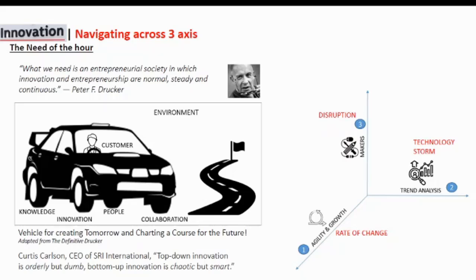We are going towards an entrepreneurial society. That's what Peter Drucker told us, and he made us visualize this vehicle for creating tomorrow and charting the course of the future. This vehicle, as you see here, consists of the customer in the driving seat, and understanding of the environment is important, while it is the four wheels of knowledge, innovation, people and collaboration which help us navigate the course. It is often said that top-down innovation is orderly but dumb, whereas bottom-up innovation is chaotic but smart.